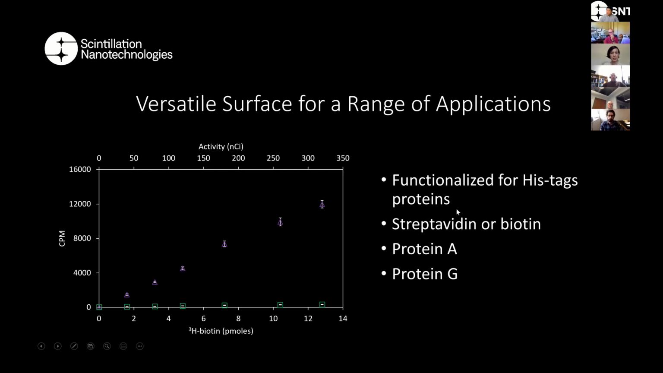We've been able to add streptavidin or biotin to the outside of our particles. In this example on the left, we have streptavidin functionalized particles that we then treated with tritiated biotin. And again, you can see the tritiated biotin binding the streptavidin particle. Down here is the non-specific adsorption of biotin to the particles. We're also making protein A and protein G particles for other applications. So these are readily available for anybody who needs to use them at this point.